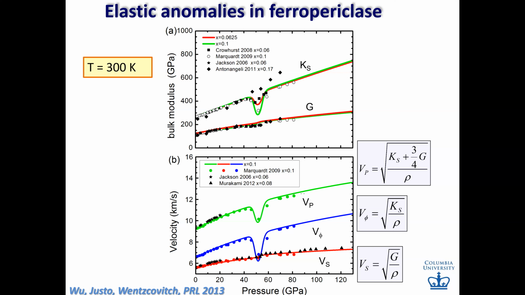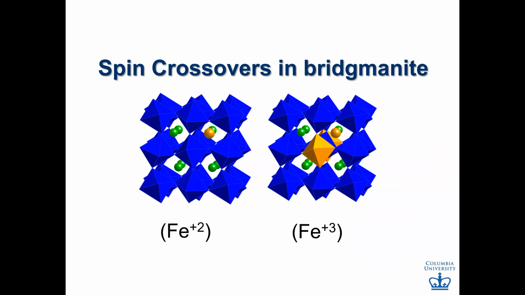And this is the effect of these anomalies on the acoustic velocities, the compressional or longitudinal and shear velocities, and the bulk velocity is just the square root of the bulk modulus divided by the density. So there are very large anomalies in these acoustic velocities. But this is ferropericlase, and it's in good agreement with the experiment. But here is the most important phase of the lower mantle, ferrous iron in bridgmanite and ferric iron in bridgmanite. It's very interesting, but I will have to cut this short.